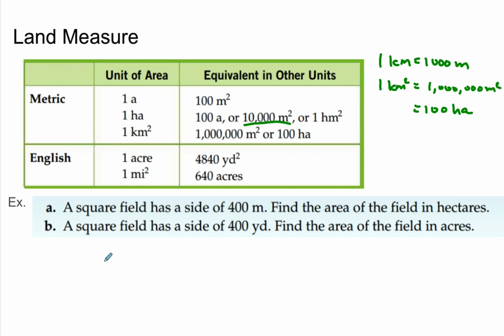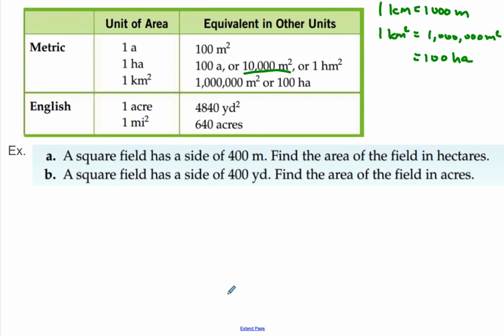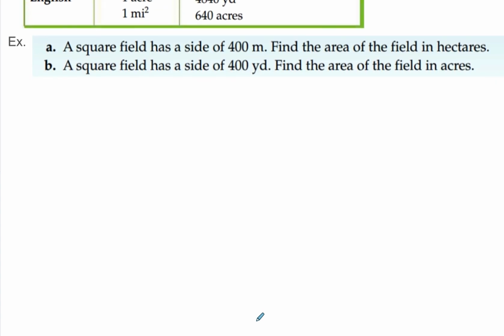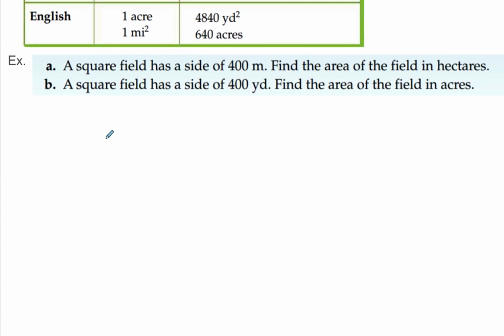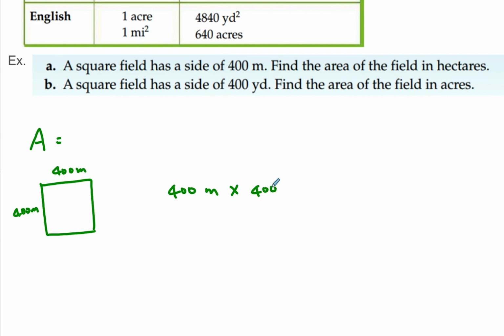So for example, a square field has a side of 400 meter, and you need to find the area of the field in hectare. Okay, so we need to find an area with a square. It looks like a square, so sometimes it helps you to draw the picture to understand what's going on. So I know this side is 400 and this side is 400. All four sides are 400 meter because it's a square. And to find the area, we can simply multiply these two, right? So 400 meter times 400 meter will be the area.